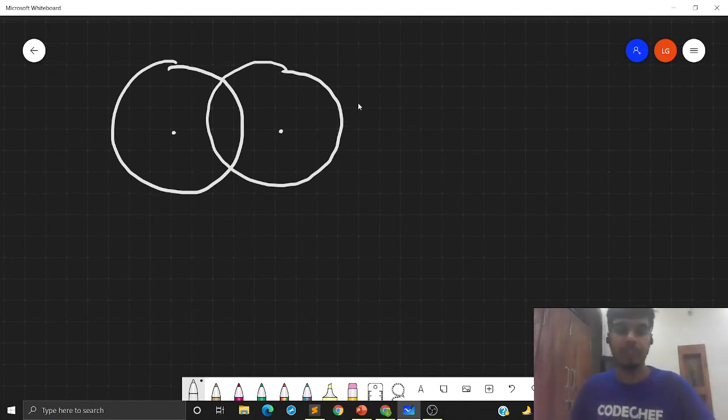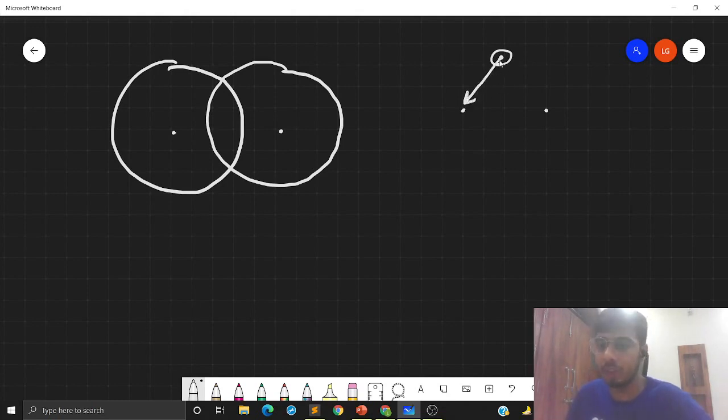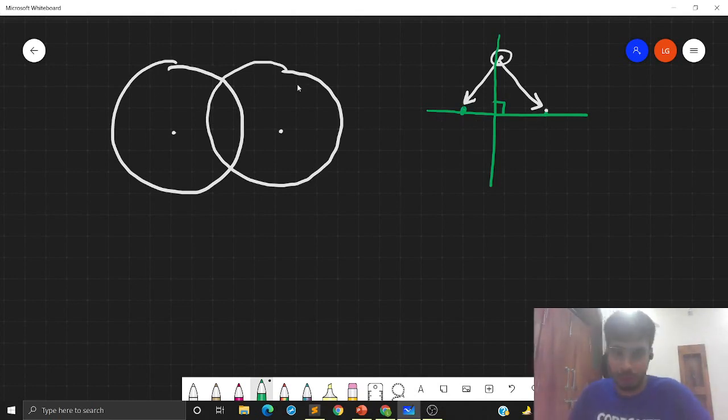So now is it possible that there exists a point which is having equal distances from these 2 points? Yes, it is possible. So what I'm saying is that I had 2 points. Can there exist some other point which is having equal distances from these 2 points? Well, we know that if this point lies on the perpendicular bisector of the line joining these 2 points, then yes, it is possible to have both these distances equal.